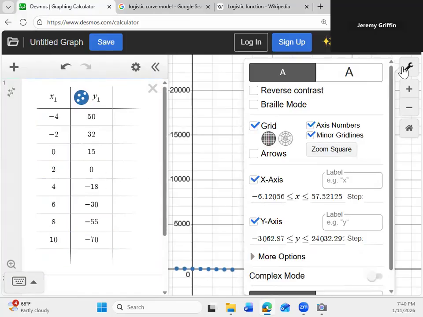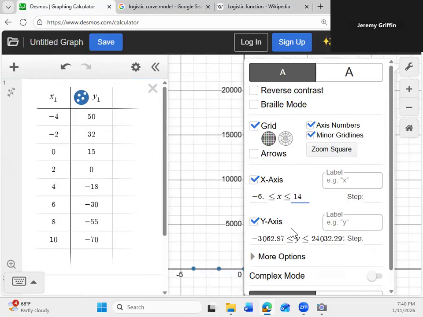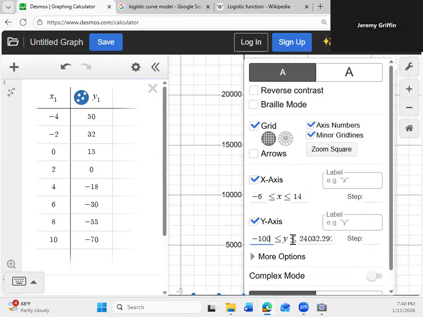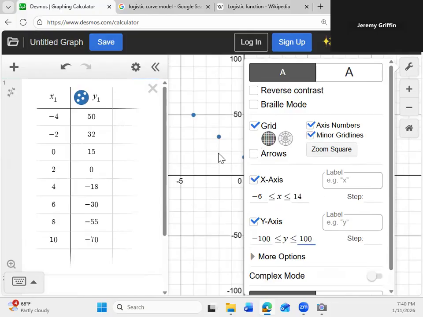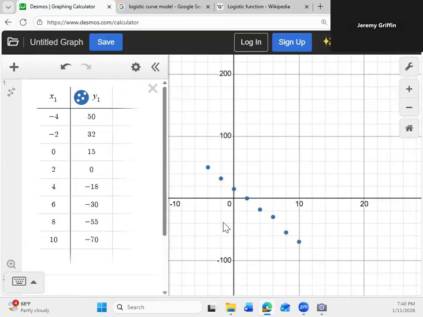Well, I had this graph left over from last time. So let's change the x-axis from, how about -6 to +14. Now let's change the y-axis from, how about -100 to +100. I think that will contain the data. Yeah, it looks pretty good.